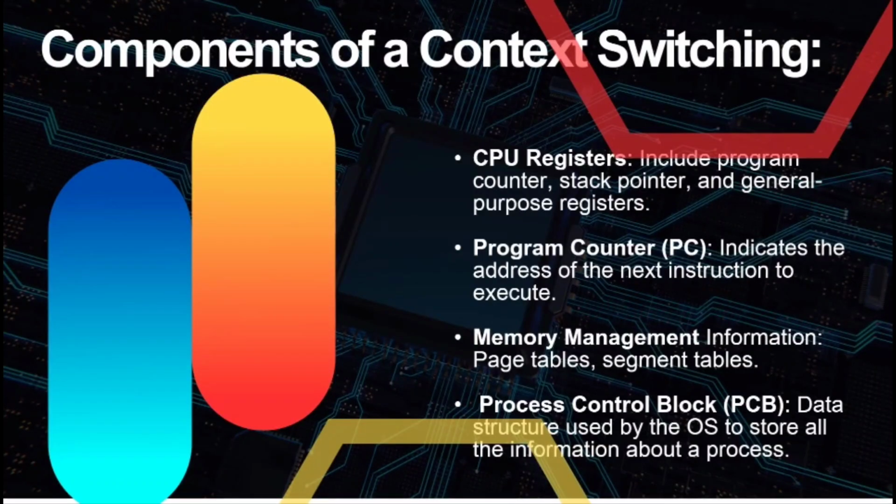Now, components of context switching. To understand context switching, we first need to know what constitutes the context of a process. The context includes CPU registers, the program counter, and memory management information like page tables. All this information is stored in a data structure called the process control block, or PCB. The CPU registers and the program counter are crucial as they store the current execution state of a process.